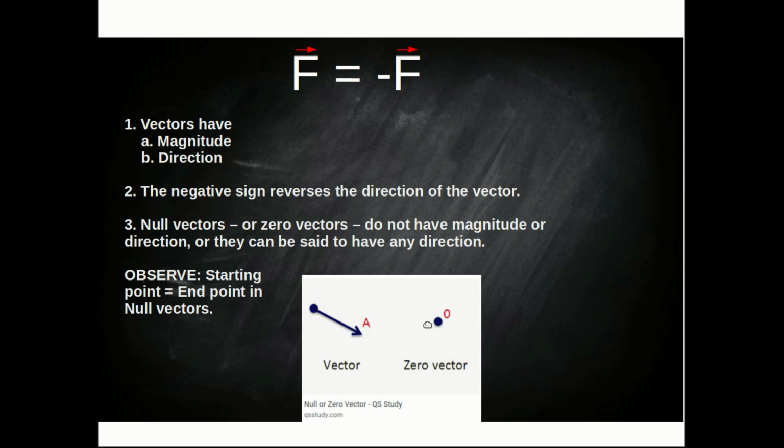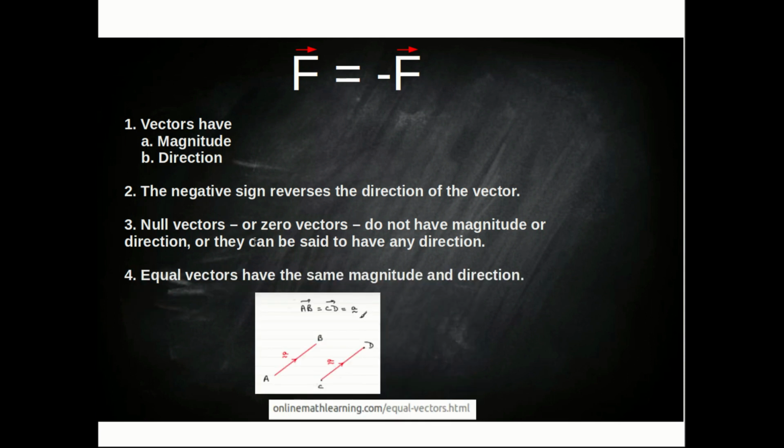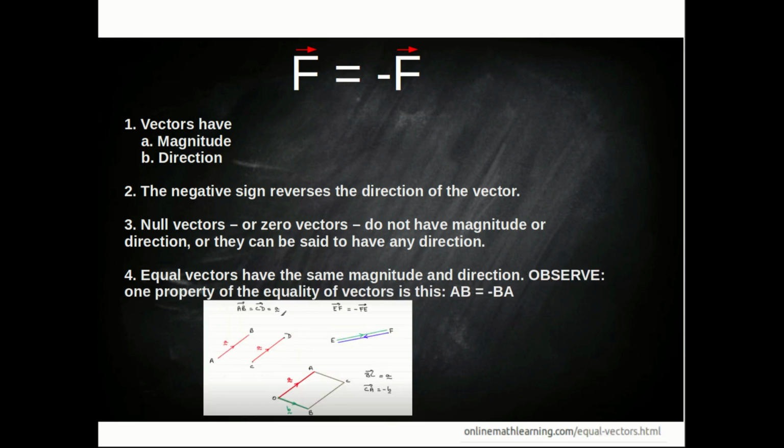Okay? And so if you were to reverse it, put a negative sign in front of it, you're not changing the starting and end point. You're not changing anything. You still would have an equivalent vector. Okay, so we're going to keep going. Equal vectors have the same magnitude and direction. You can look over these pictures if you understand enough math. If you're not interested in that, we'll keep going.